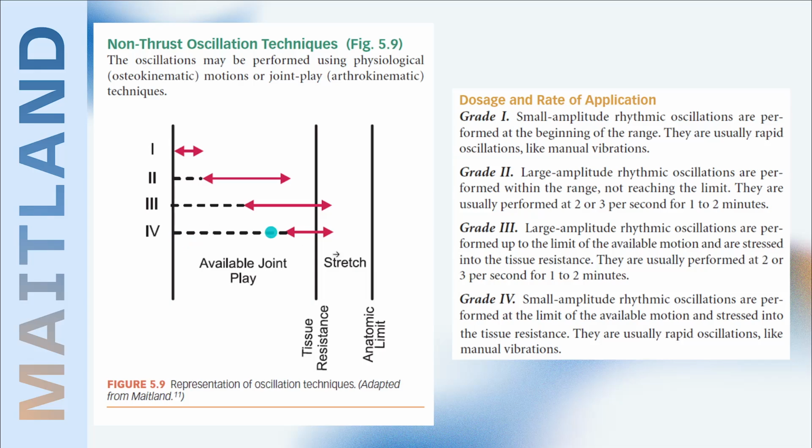So, one way to memorize this is that I like to think of the number 1423, because grade 1 and 4 are small amplitude, and grade 2 and 3 are large amplitude. So I would think 1, 4, 2, 3, right? Because these are similar and these are basically the same. It just looks complicated because you're stretching into different ranges of motion. But if you really just remember that this is at the beginning, this is at the end, and this is somewhere in between, then that's good.